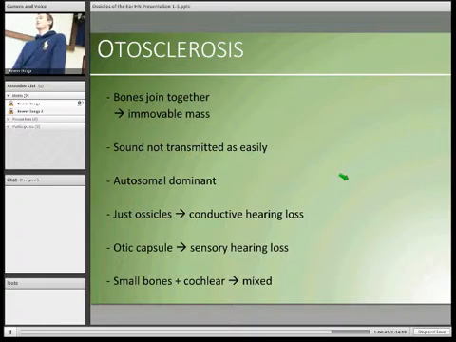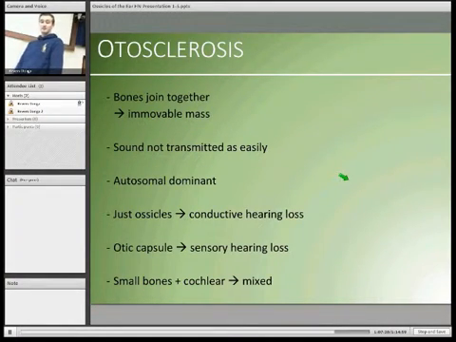So otosclerosis is where the bones become fused together and they become more of an immovable mass. So therefore, when the tympanic membrane vibrates from hearing sound, it's not transmitted easily down the chain of ossicles into the oval window. This is an autosomal dominant condition, and it presents with hearing loss usually between the age of 10 and 30. If only the ossicles are involved, the patient will suffer from a conductive hearing loss, so therefore it's corrected with a hearing aid or a stapedectomy.